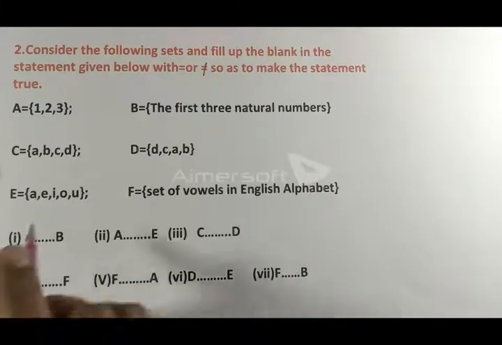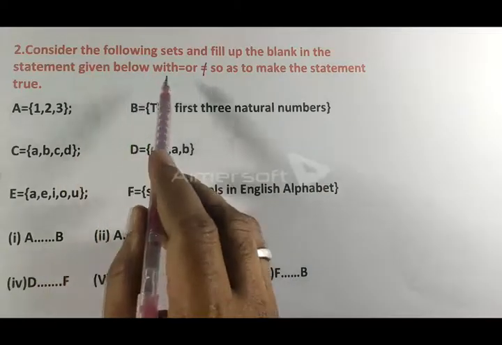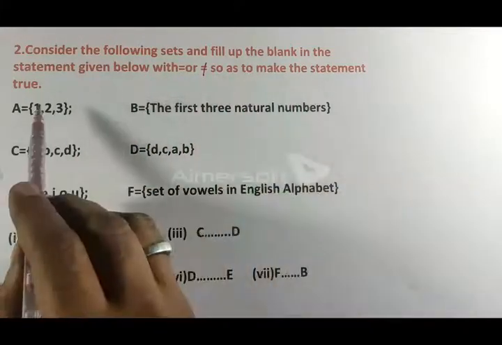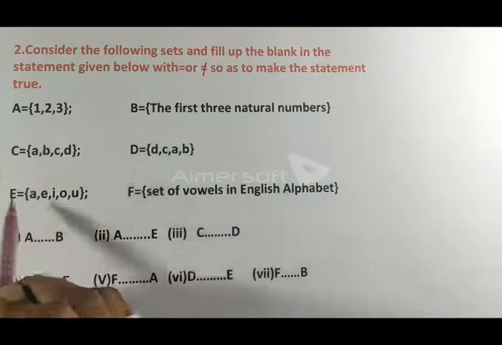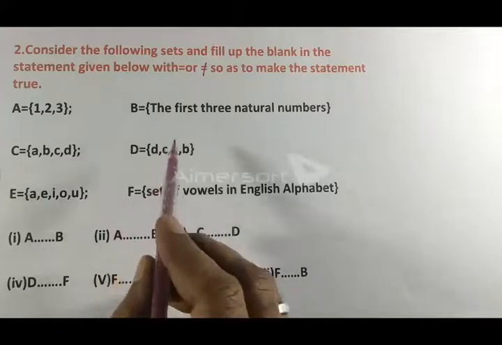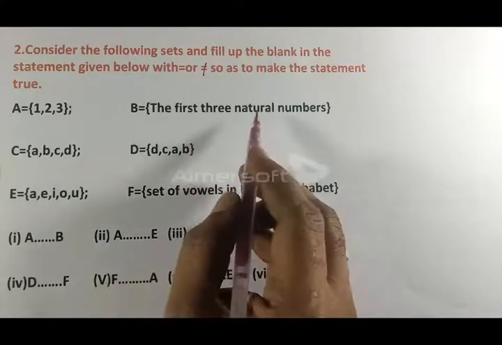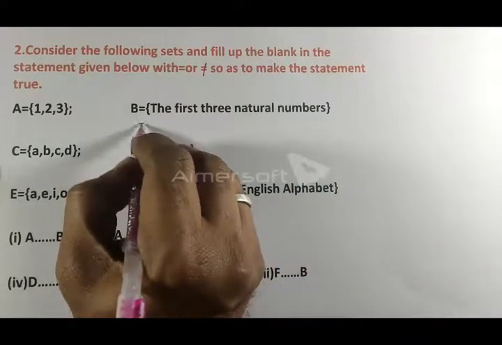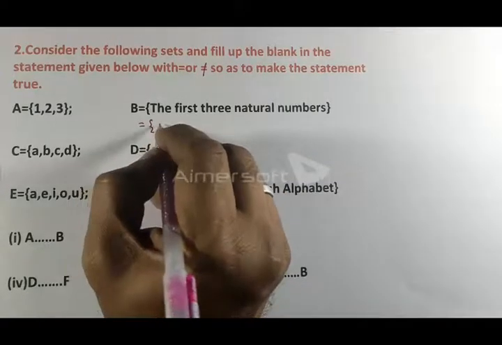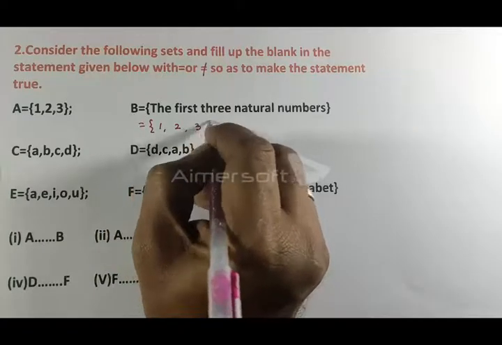Second problem. Consider the following sets and fill up the blank in the statement given below with is equal to or not equal to so as to make the statement true. There are six sets, and among the six sets, two sets are given in set builder form. I will write the set builder form into roster form first. The first three natural numbers we can write as 1, 2, 3.